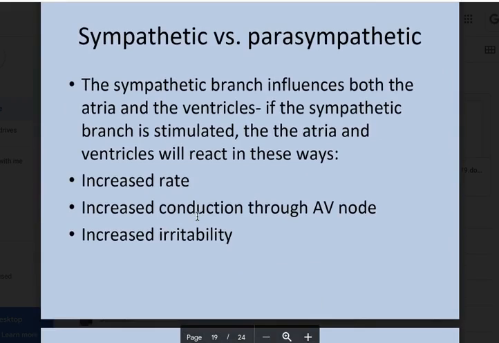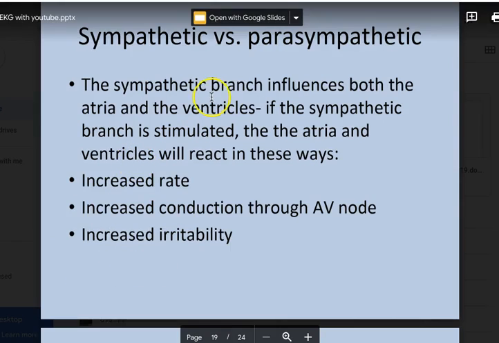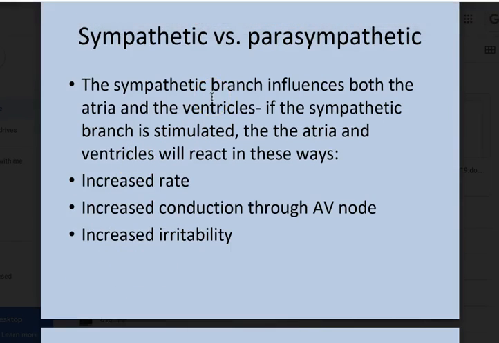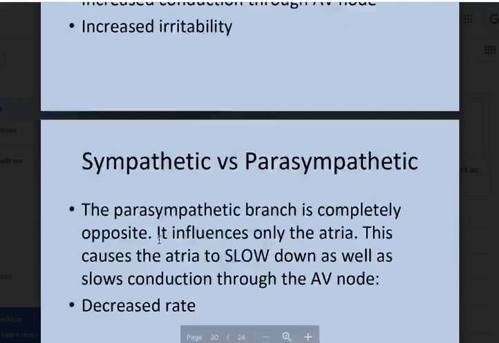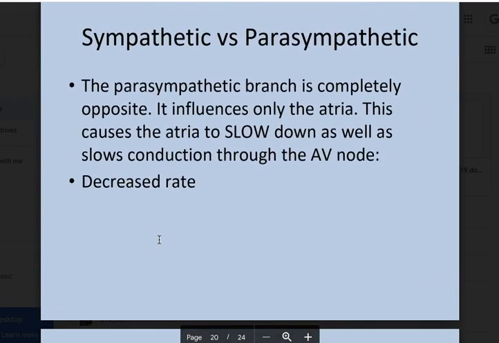The sympathetic branch influences both the atria and the ventricles. If the sympathetic branch is stimulated, then the atria and ventricles will react in these ways. They'll increase their rate, and they'll increase their conduction through the AV node, and they could increase their irritability. So just the main word here is increased. The sympathetic branch influences the heart in a way that it increases everything. It increases the rate, it increases conduction. The parasympathetic branch is opposite. It influences only the atria, and it causes the atria to slow down, as well as slows conduction through the AV node.